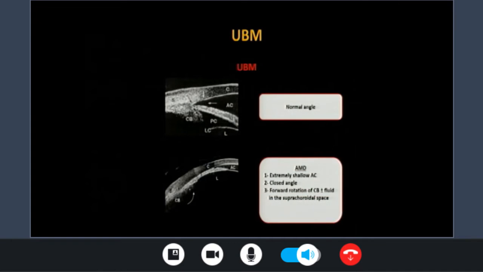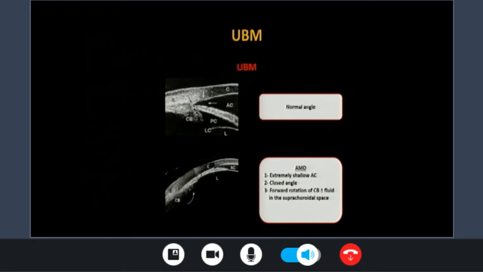Another example, I'll just conclude with this slide. This is a case of aqueous misdirection. When you look at cases of aqueous misdirection, you need to be systematic. Look at the anterior chamber depth. So here the anterior chamber is very deep. That's number one. Number two, look at the angle and the angle recess. The angle is completely disappeared here. So that's the second criteria.